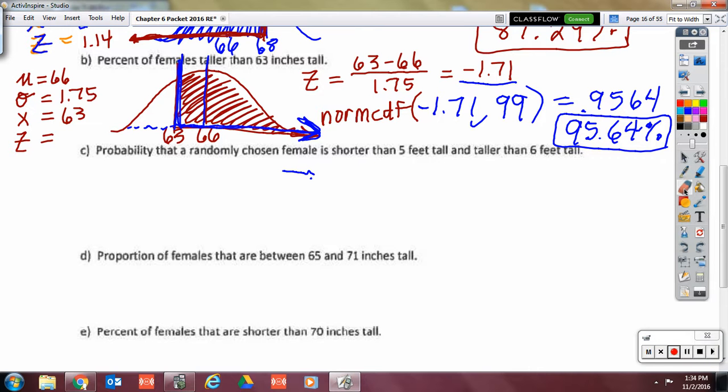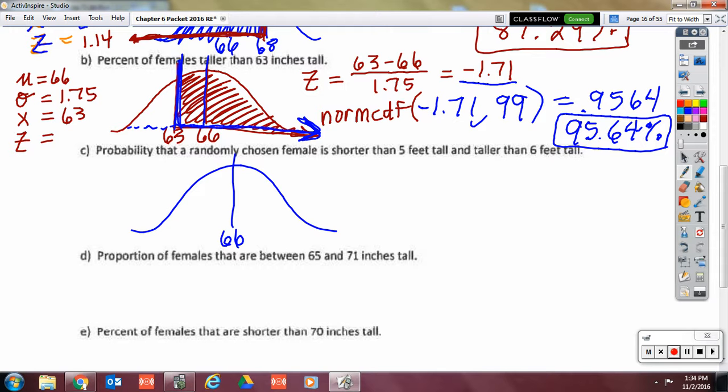What do you think is going to happen if I want to find out the probability that a female is shorter than 5 feet and taller than 6 feet? That's an in-between section. Okay, so if I was drawing a picture of it, then I know I'm going to have this area in between. What do you think about this 6 feet or 5 feet and 6 feet concept?